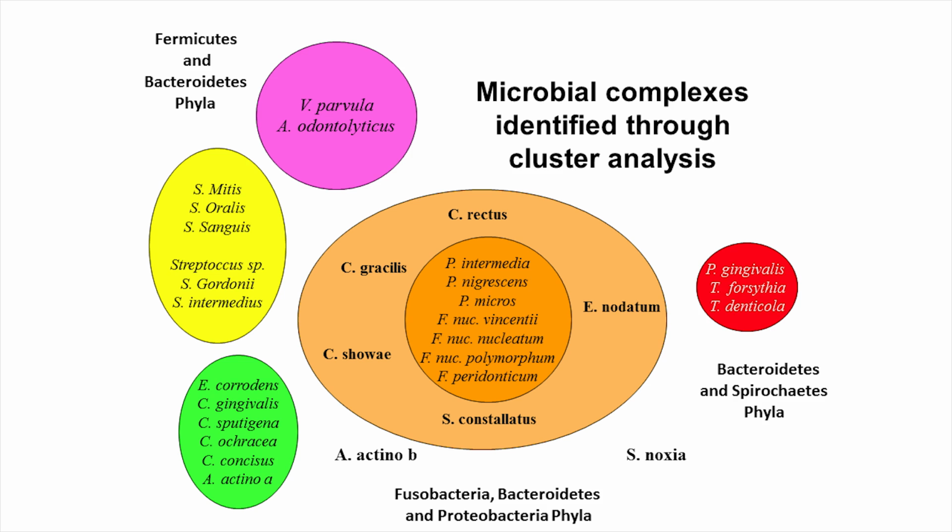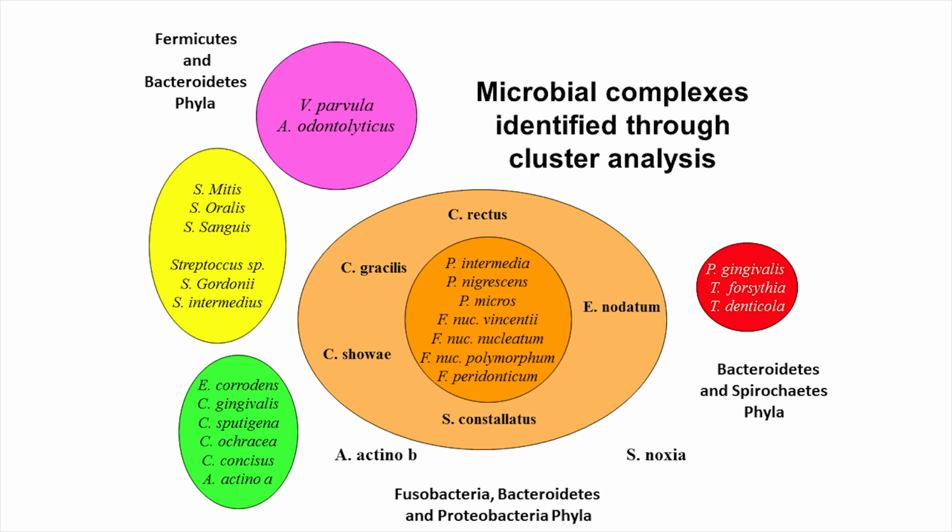Now, this slide shows the groups of organisms that are known to grow together in what are called clusters. The organisms that are encircled in different colors on the left-hand side of the slide represent those organisms that are found in the firmly adherent plaque. They're the first ones that form on the root in the sulcus. What this is showing is that, for example, in the upper pink circle, Veillonella parvula, when that is found in this subgingival plaque, you're much more likely to find Actinobacillus odontolyticus.